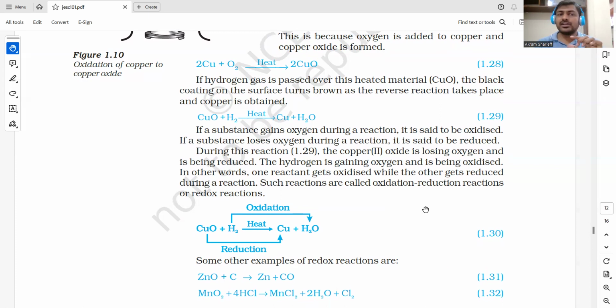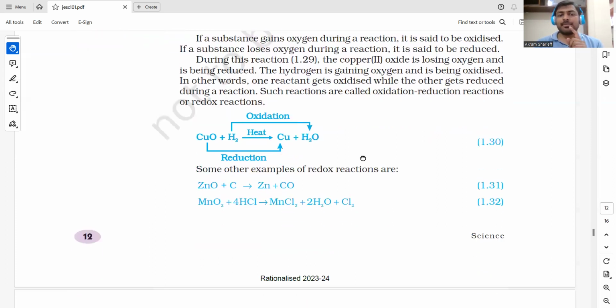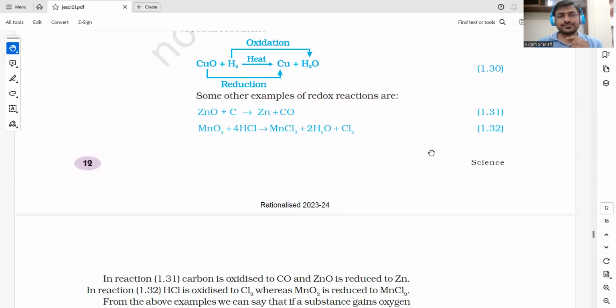But if you see hydrogen, H2 has become H2O. It has gained oxygen. Hydrogen has been oxidized to water. Copper oxide has been reduced to copper. So what kind of reaction is it? It is a redox reaction, where both oxidation and reduction are happening simultaneously.